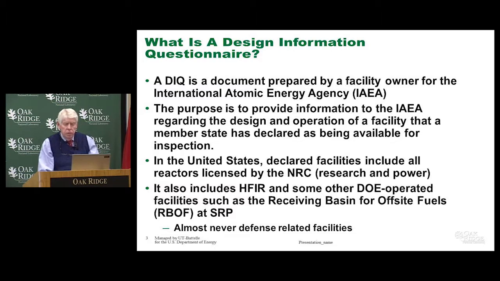In the United States, declared facilities would include those which are licensed by the Nuclear Regulatory Commission. That would be those research reactors that are existing in the U.S. which have an NRC license, or the power reactors in the U.S., or fabrication plants in the U.S. It also includes some DOE facilities, includes the High Flux Isotope Reactor, for instance, at Oak Ridge National Laboratory, and also includes the receiving basin for off-site fuels, the so-called RBOF facility at the Savannah River site. Otherwise, if it is defense-related facilities, in a weapons state, they generally do not receive IAEA inspection permission.